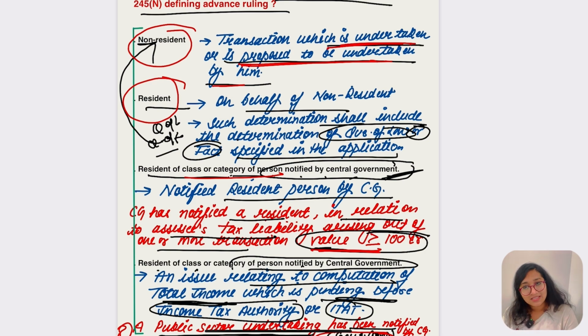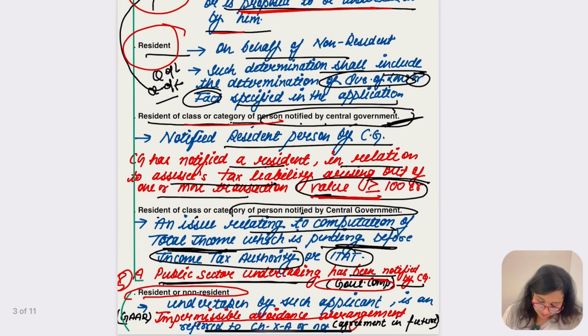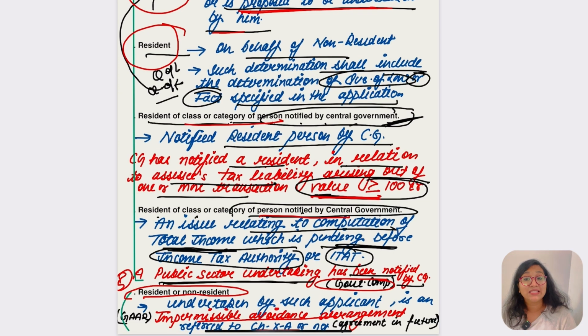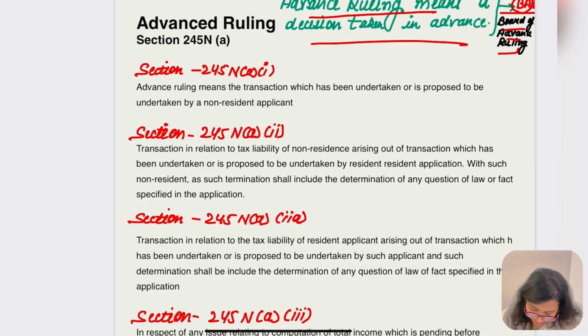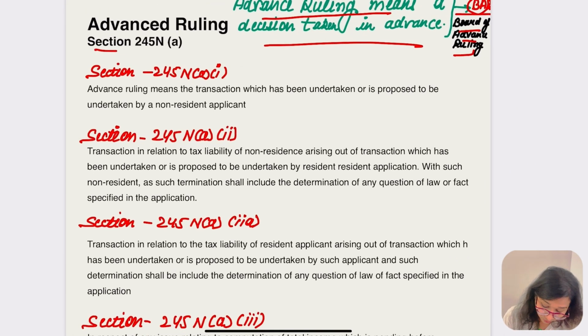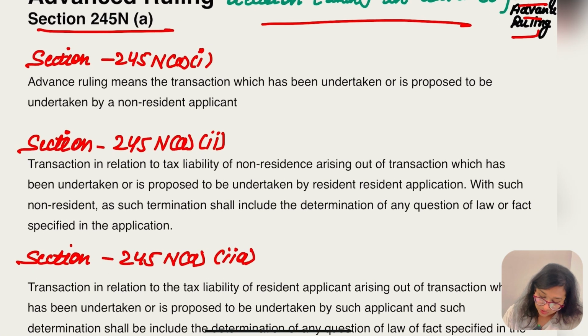Okay, the fourth is again the same point, but which says of the resident or class or category of a person notified by central government, but in case we are talking about PSU, the government companies. And the last, resident or non-resident, we are going to take this transaction is to be done in future. Is it clear? Yes. Now let's read out what is written in Section 245 and subsection A.